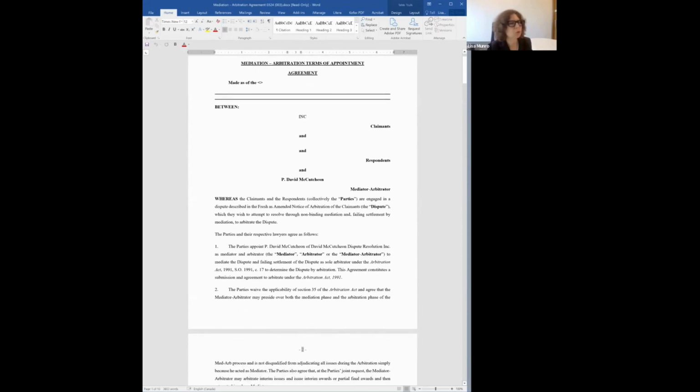So I'm going to scroll through the mediation arbitration terms of appointment. And one of the things that really struck me about this, David, when I read it, is the clear division between the Med process and the arbitration process, as you've explained, and the opportunity for parties to make an objection about whether your role, in their view, has crossed into a role in which you're no longer able to maintain your independence. And the idea is, now's your time to complain.